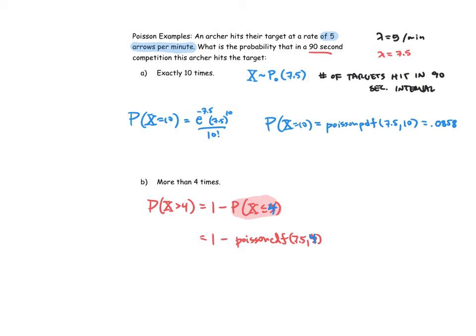Okay, so that'll give me the probability that you hit the target 5 or more times. Okay, so let's do a quick calculation on that. All right, so the probability that said archer hits more than 4 targets in a 90-second interval ends up being 0.867. There you go.